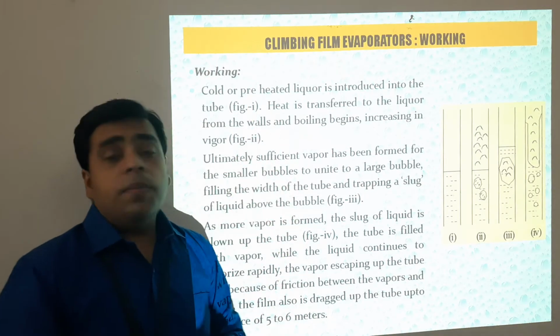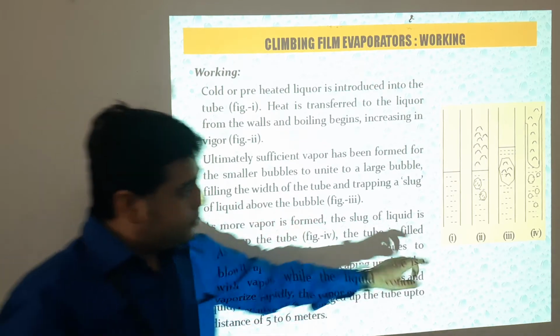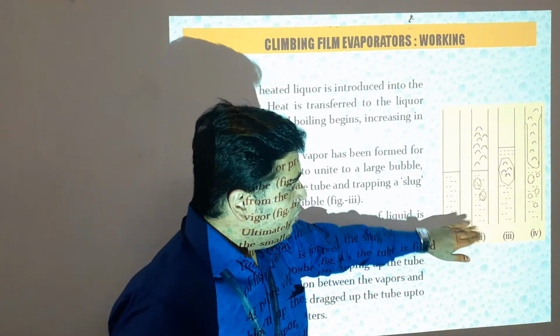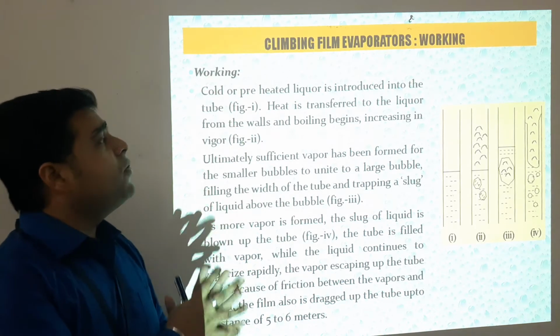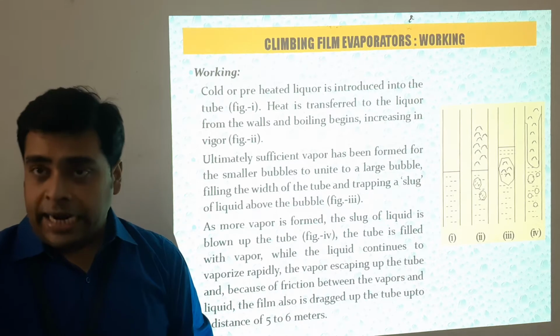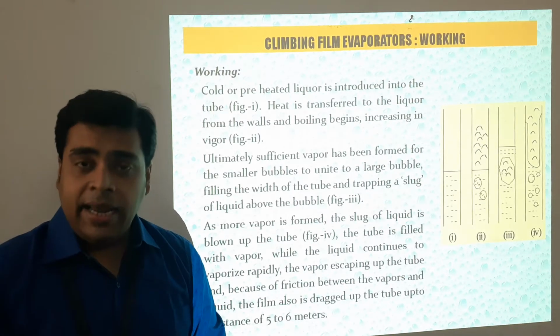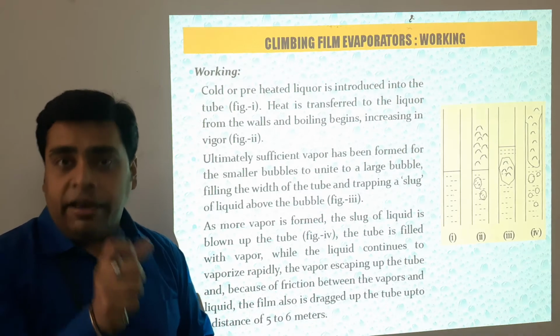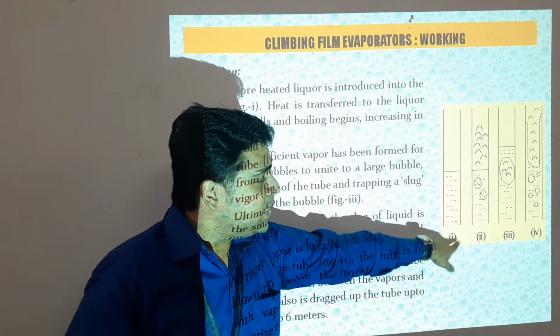The cold or preheated liquor is introduced into the tube; this is figure 1, where the liquid has only been introduced. Next, heat is transferred to the liquor from the walls of the steam jacket, which adjoin the tubes. The tubes are slender and sleek, and the steam jackets are quite sturdy and heavy. So when the liquid is at point 1, just see the diagram.